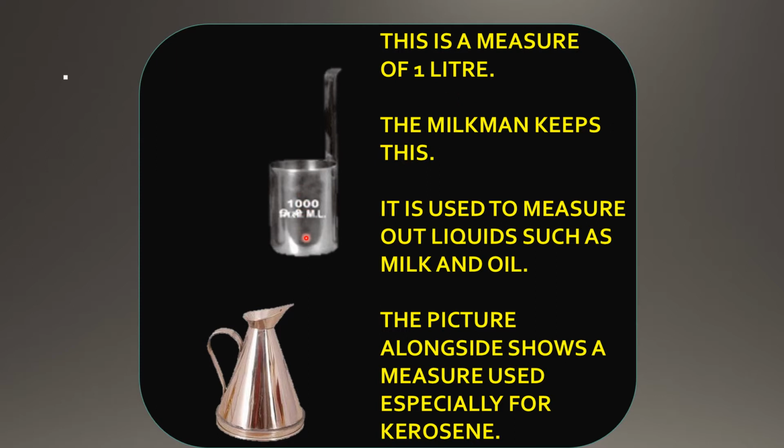The milkman keeps this. Whenever you go to a milk shop, the shop that sells milk, called a dairy, generally they will be using this kind of standard measure to measure the milk that you need. It is used to measure out liquids such as milk and oil. The picture alongside shows a measure used especially for kerosene. If you go to a shop that sells kerosene, this is the kind of container or measure that is used to measure kerosene.